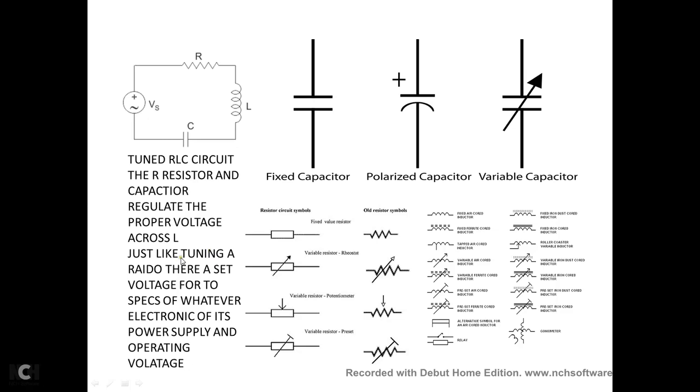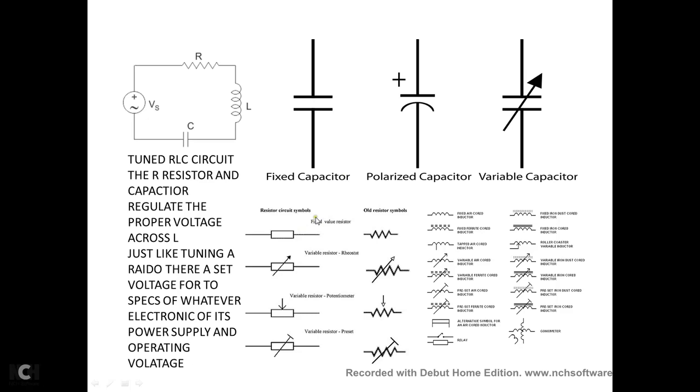Just like in tuning a radio, there's a set voltage through a spec, whatever electronics, over the power supply or operating voltage. It's either fixed, or it's polarized, or it's a variable, which means it can change. Notice the variable over here. We're going to talk about that when I show you my deck of cards.